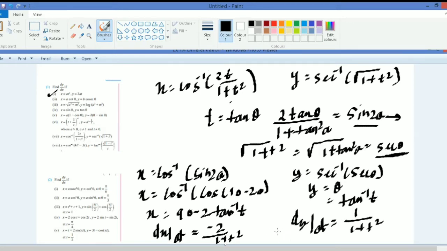dy by dx will be equal to 1 upon 1 plus t square upon minus 2 upon 1 plus t square. This will get cut, and it will be equal to minus 1. So this is how this kind of question can be done. Similarly, try to do the eighth question by taking t as sine theta. Practice this, and you will get it.